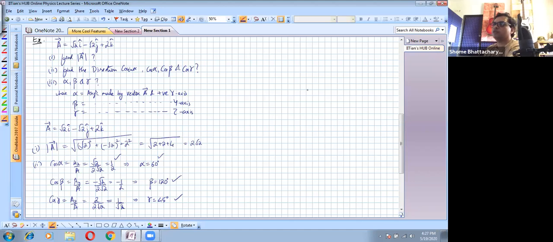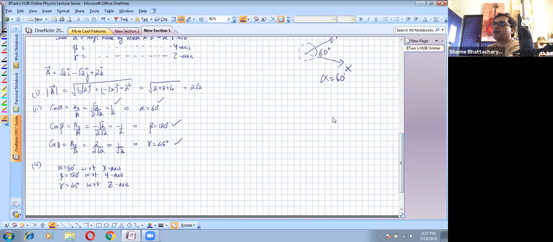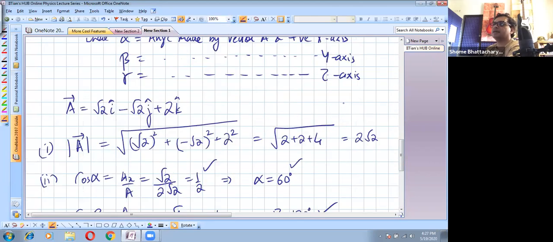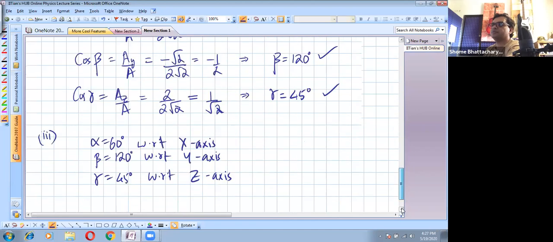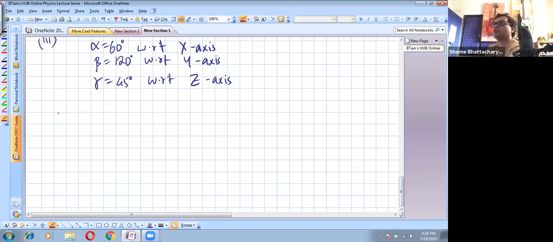So between two vectors, if one vector e is like this, and your positive x-axis is in this direction, if this angle is 60, you'll always report alpha as 60. It won't make sense to report alpha as 300. So what we understand through this example is that either your direction cosine can be a positive quantity, in which case the angle is acute, or it can be a negative quantity, in which case the angle is obtuse.